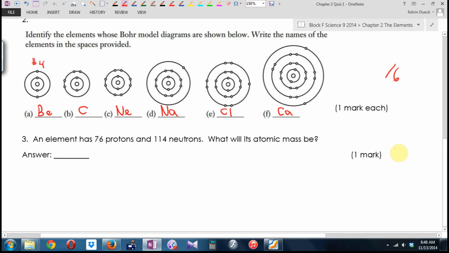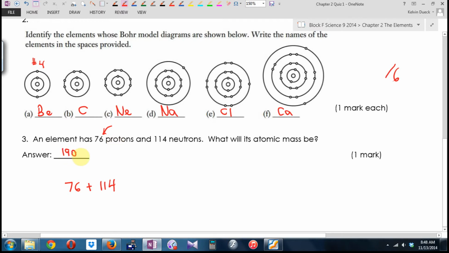An element has 76 protons and 114 neutrons. What will its atomic mass be? Well, I have 2 ways to do this. Its mass is going to be 76 plus 114, which is 190, I think. Or, because I know the number of protons, I could look it up. It's element number 76, which is osmium, which does have a mass of 190.